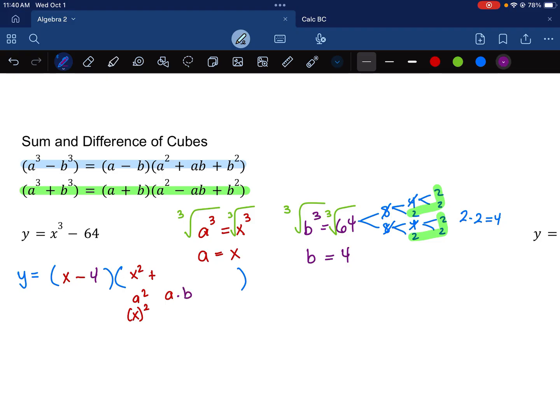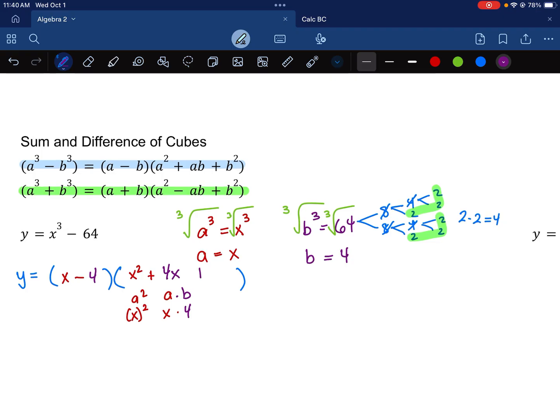So if a is x and b is 4, we're asking ourselves, what's x times 4? Oh, well, that's just 4x. And then plus b squared. So b squared, that's 4 to the power of 2. 4 to the power of 2, we know is 16. And then you're all done. You've successfully factored that down.